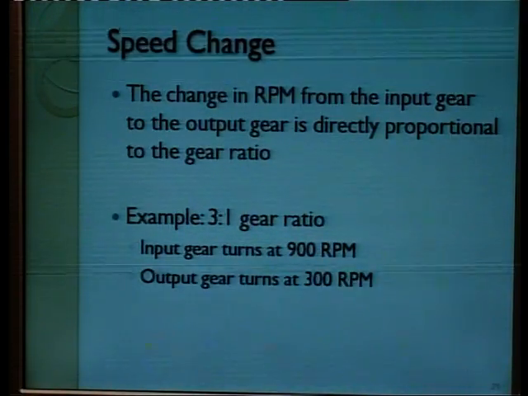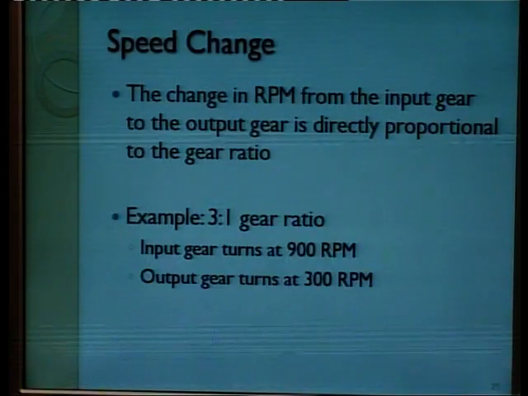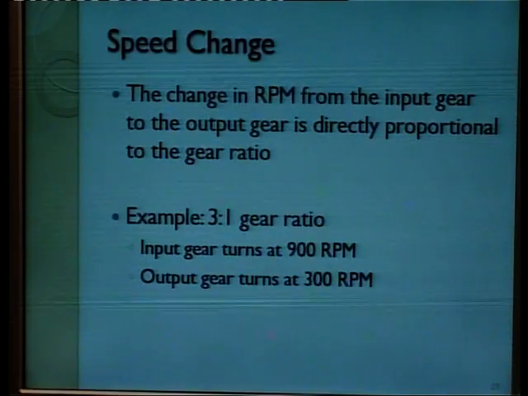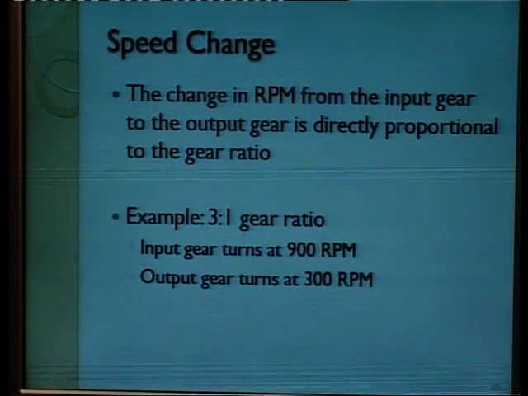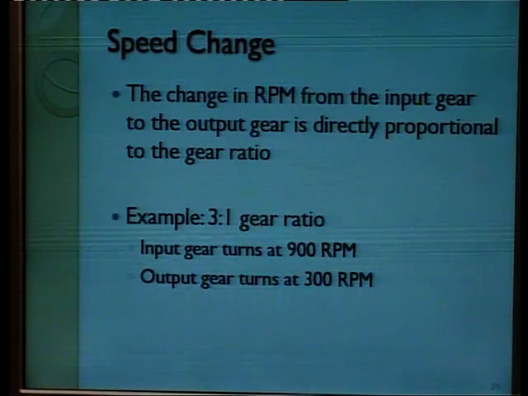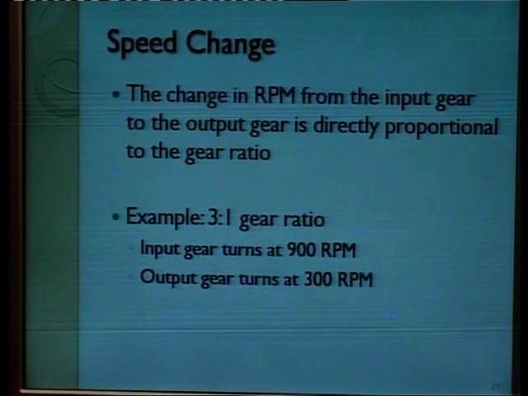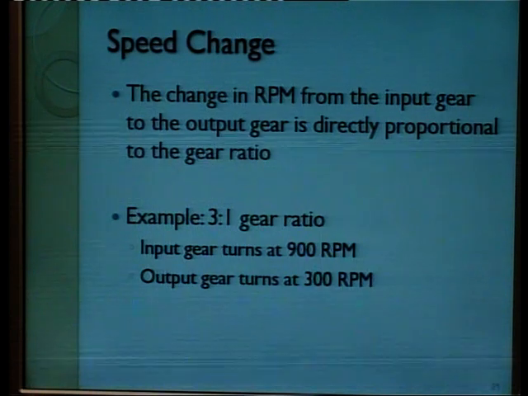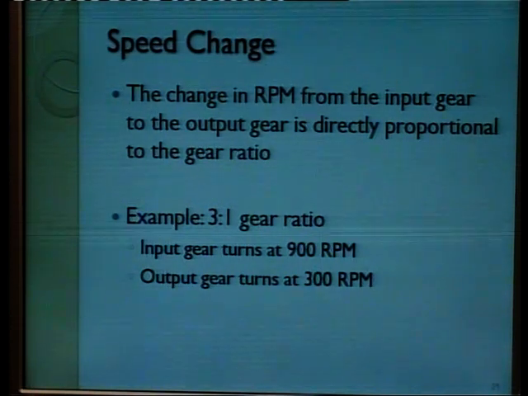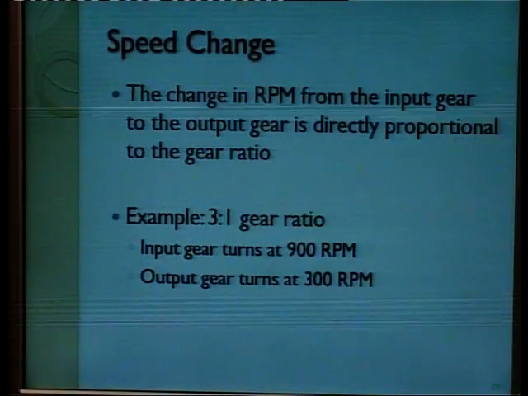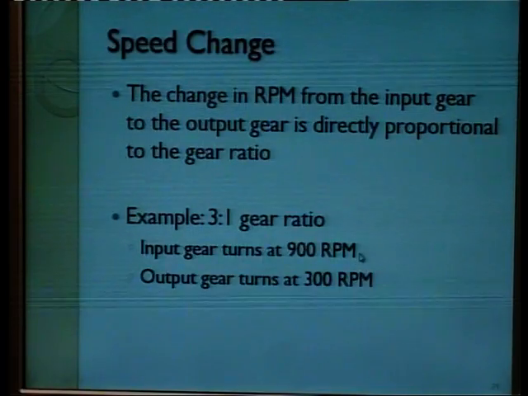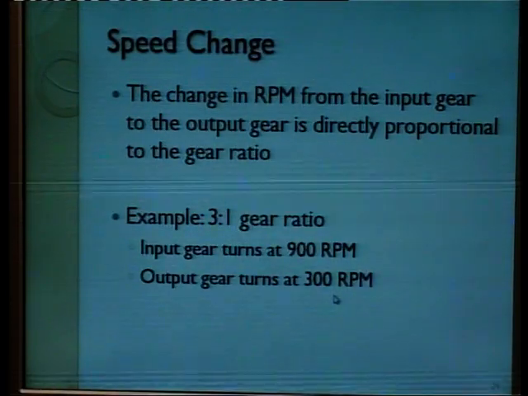As I have discussed already, when we mesh a larger gear with a smaller gear, if the smaller gear is the input gear and the output gear is larger, we will get reduced RPM. Say the output gear has 3 times the number of teeth. So, the RPM will be reduced to one third. Say the input gear is at 900 RPM, then the output gear will have 300 RPM.